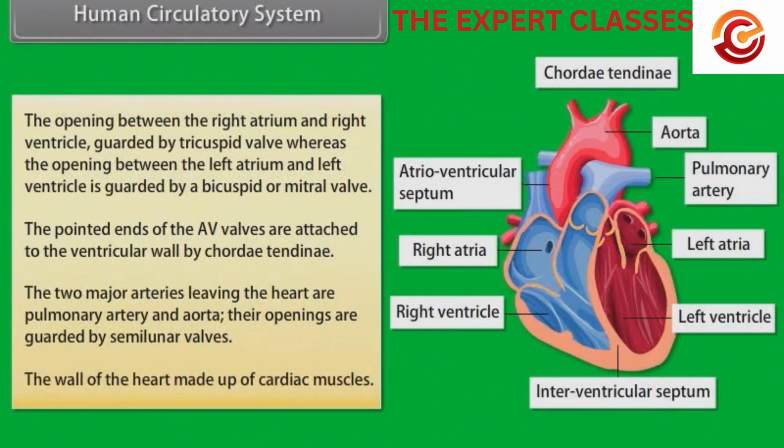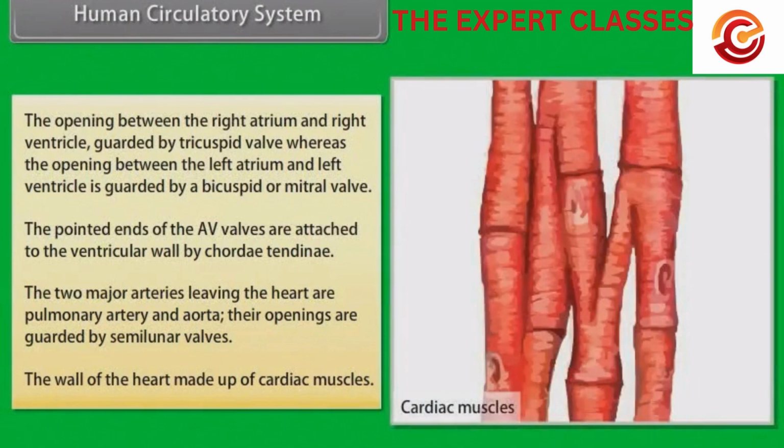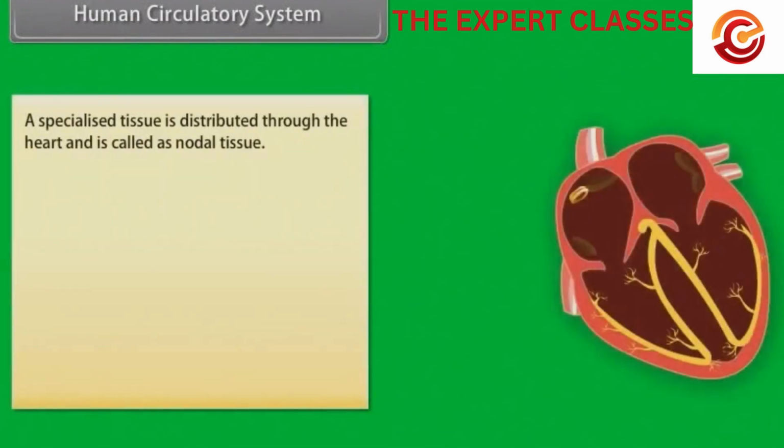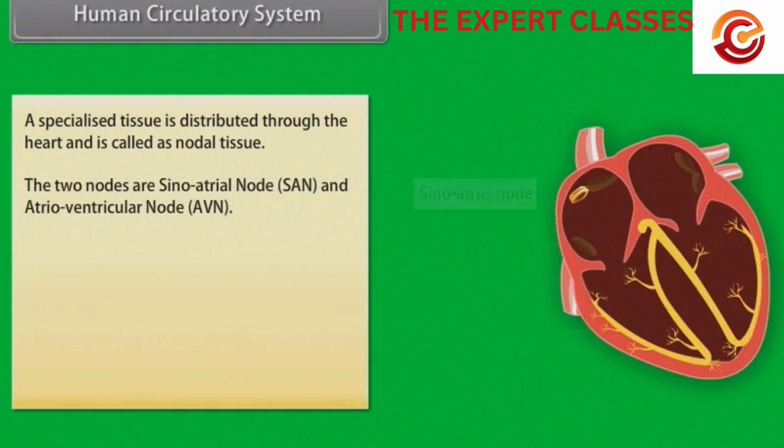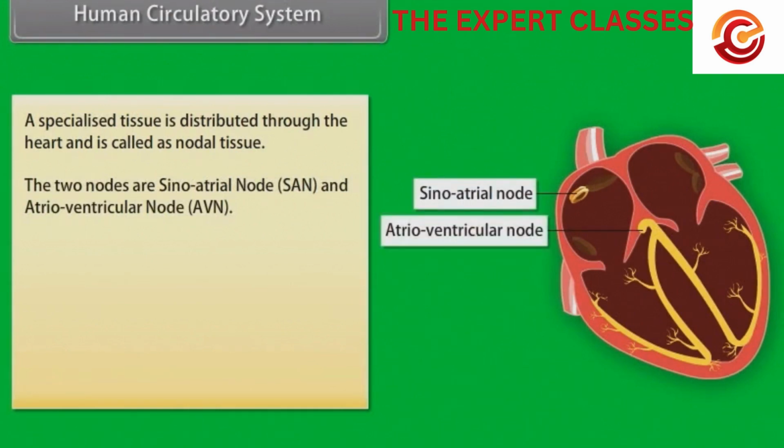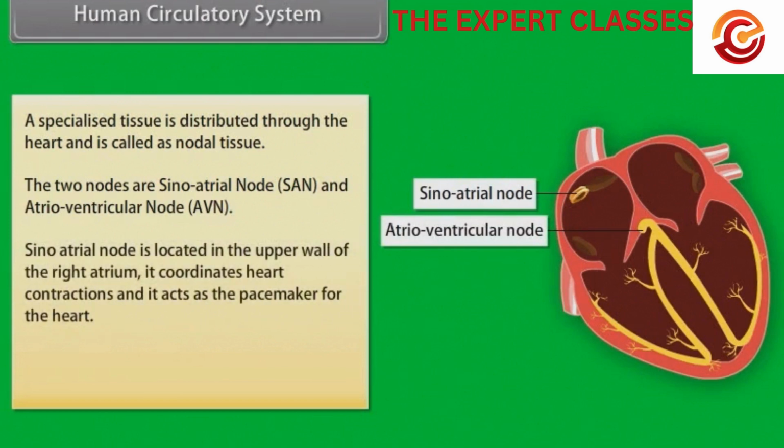The wall of the heart is made up of cardiac muscles. A specialized tissue is distributed through the heart and is called nodal tissue. The 2 nodes are sinoatrial node and atrioventricular node. Sinoatrial node is located in the upper wall of the right atrium. It coordinates heart contractions and acts as the pacemaker for the heart.